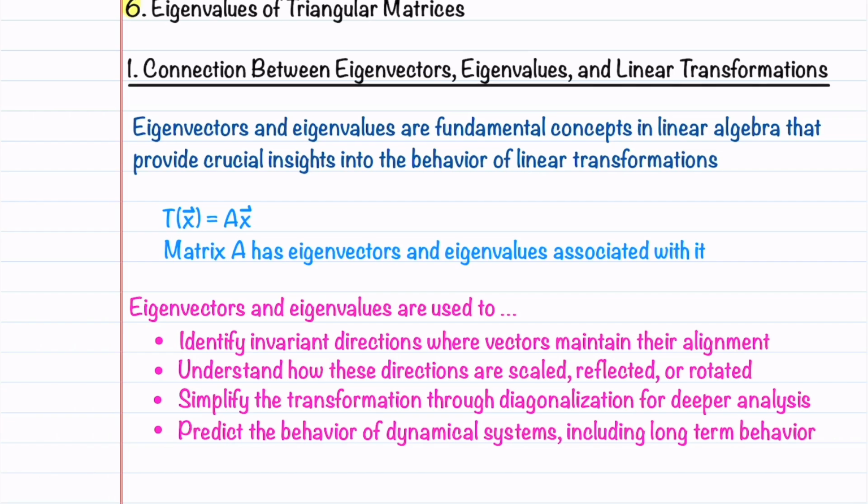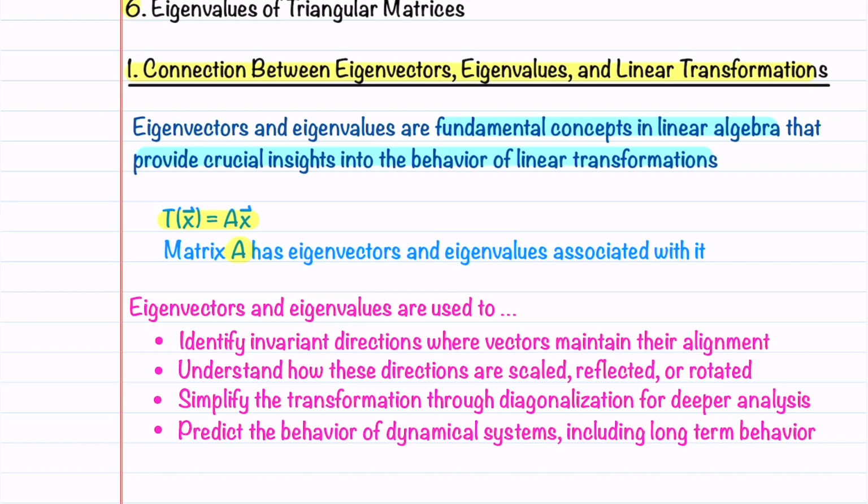Let's begin by talking about the connection between eigenvectors, eigenvalues, and linear transformations. Eigenvectors and eigenvalues are fundamental concepts in linear algebra that provide crucial insights into the behavior of linear transformations. A linear transformation is often written as T of x is equal to A times x, where multiplying a vector x by a matrix A transforms vector x into a vector T of x. This matrix A has eigenvectors and eigenvalues associated with it.